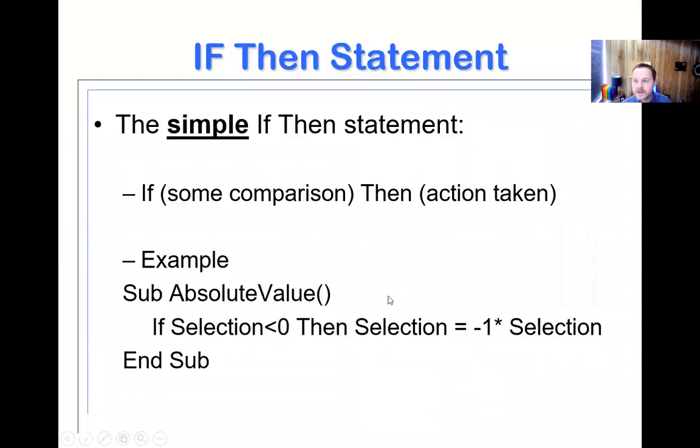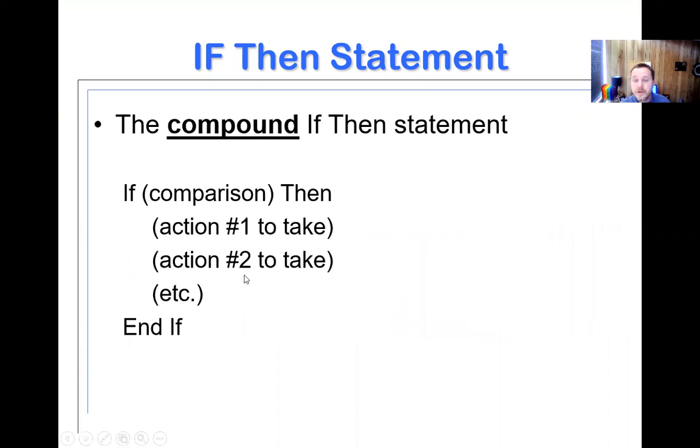All right. So that's a simple if-then statement. If something is true or false, if it's true, then do what comes after the word then. If not, go to the next line. Let's talk about what VBA typically calls the block if statement. I call it the compound if-then statement, but block if is also correct. That's where you have something that goes on for multiple lines.